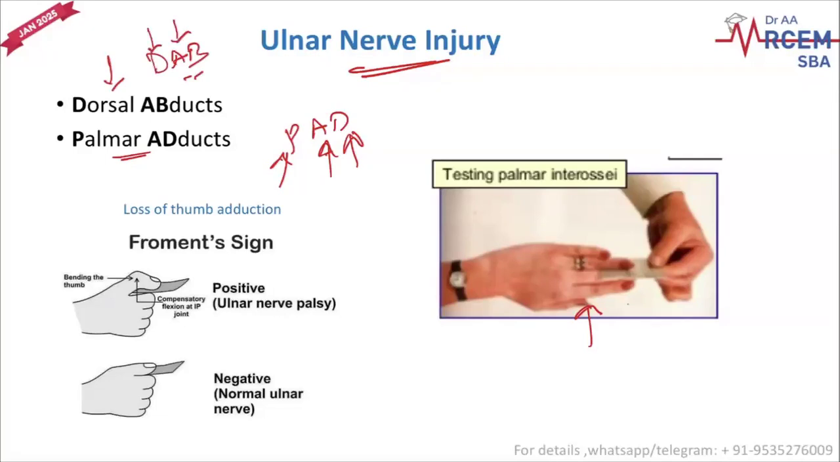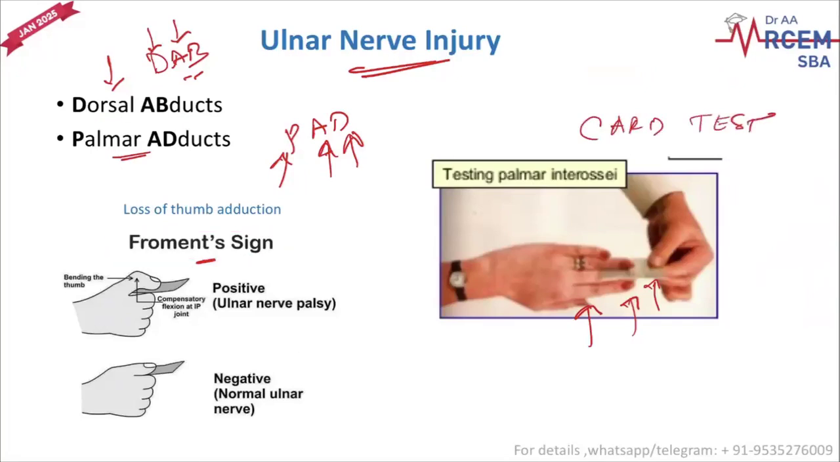This can be tested with the card test. You place a card in between the fingers and test the strength. If there is a decrease in the strength of the interossei muscles, then it is a positive test. This is known as the card test. Remember, they can test you on it in the exam.